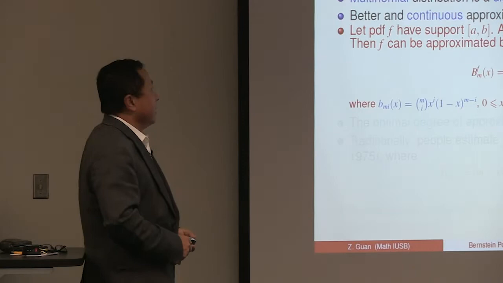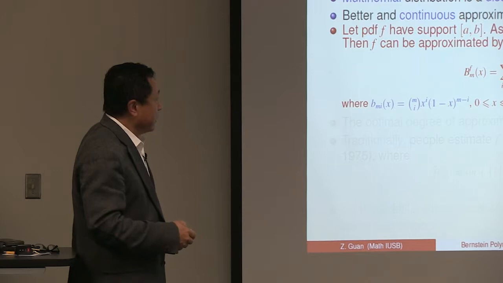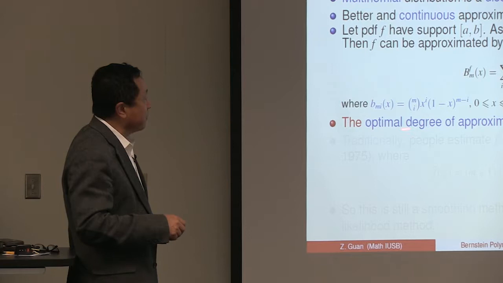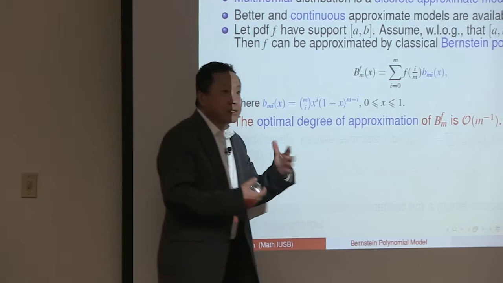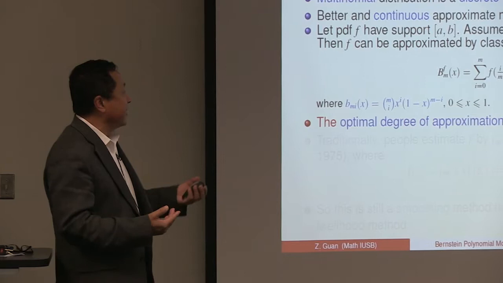And that's the classical Bernstein polynomial. But this form of a Bernstein polynomial has the best degree of approximation of only 1 over m, where m is the degree of freedom. So it cannot be improved, no matter if this function has all derivatives, right?